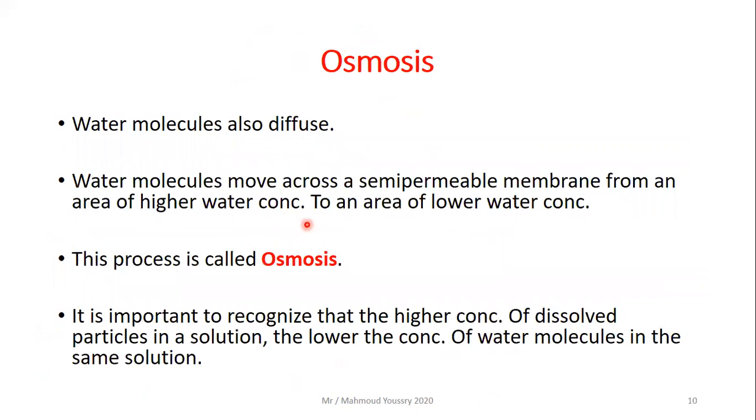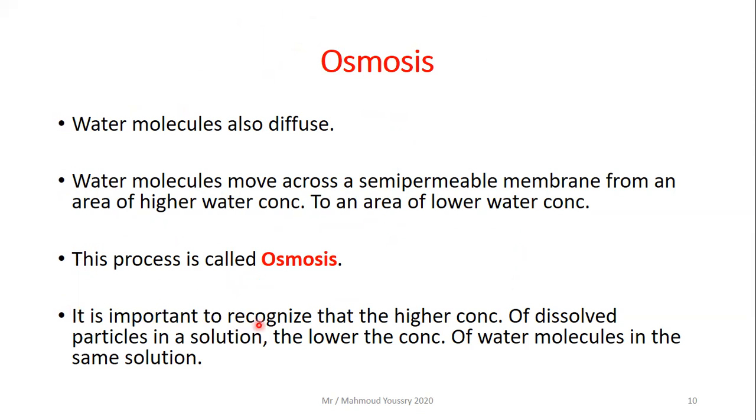Then we move to another process, which is osmosis. Osmosis: water molecules also diffuse. So this is diffusion, but for water molecules only. This is the movement of water molecules from higher concentration to lower concentration. This is osmosis. Water molecules move across a semi-permeable membrane like the cell membrane from an area of higher water concentration, we are talking about water now, to an area of lower water concentration. This process is called osmosis.